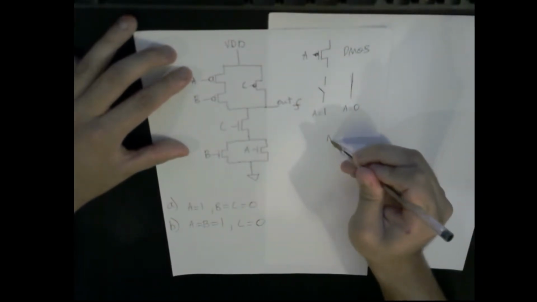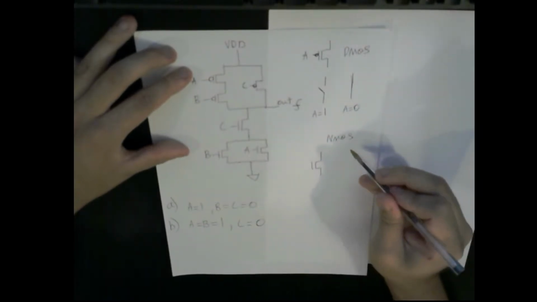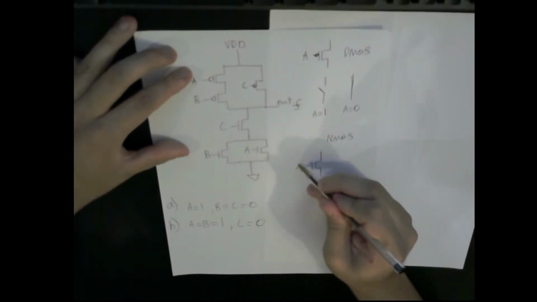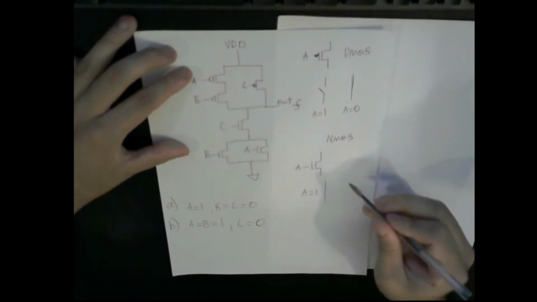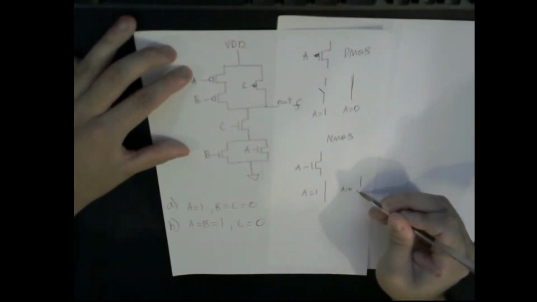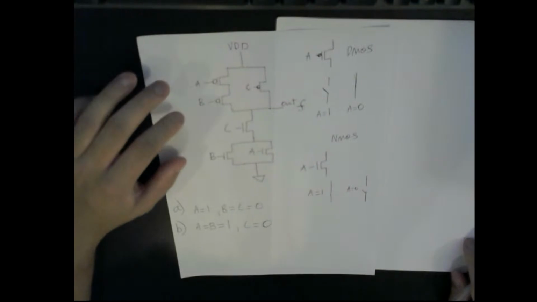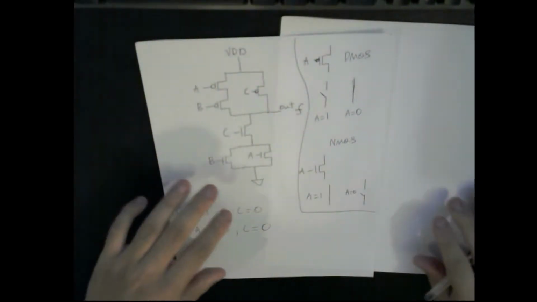The inverse is true with the NMOS. So with my NMOS right here with the A, if A is equal to 1, it's like closed. And if A is equal to 0, it's like an open, like this. Okay, so we had a crash course there.